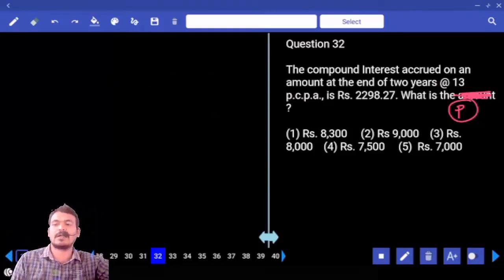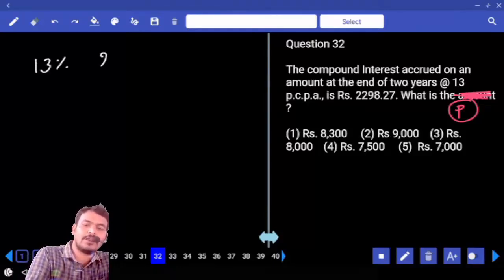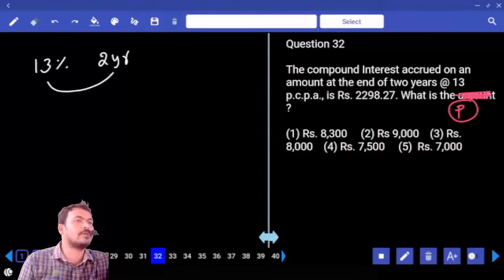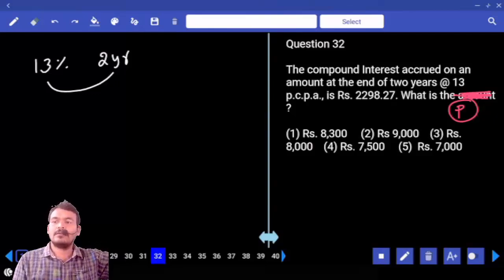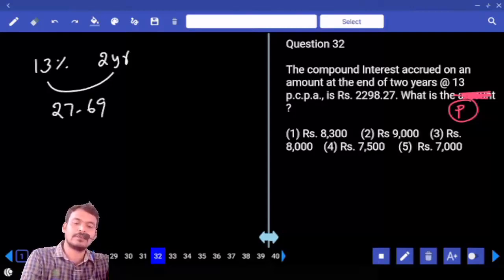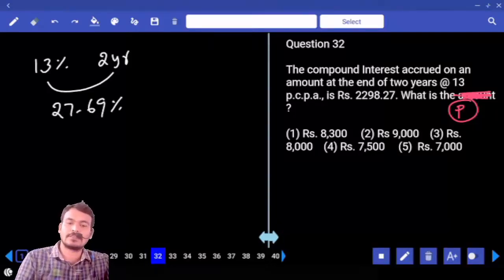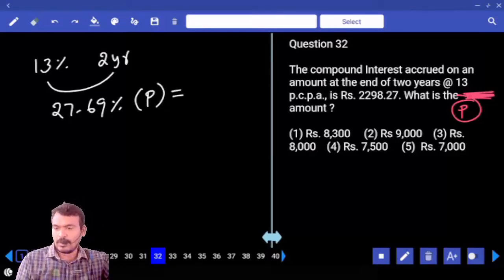100%. The rate of percent is 13%. The time period given is 2 years. 13% for 2 years, what is the compound interest? First year 13. Second year 13 plus 13% of 13%, that is 13 plus 13 is 26, plus 13% of 13%, which is 1.69. Total it is 27.69% of the principal value, not the amount value. Principal value is equal to the compound interest.